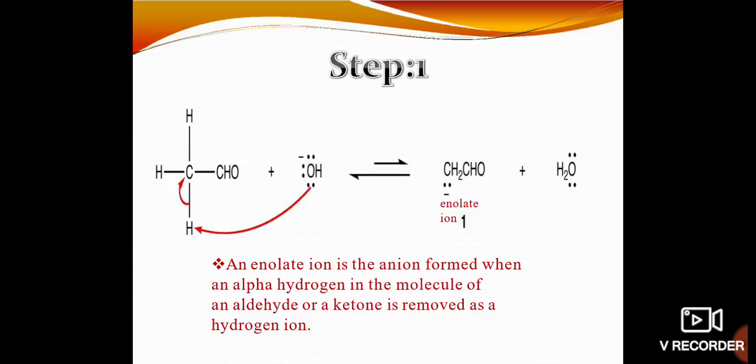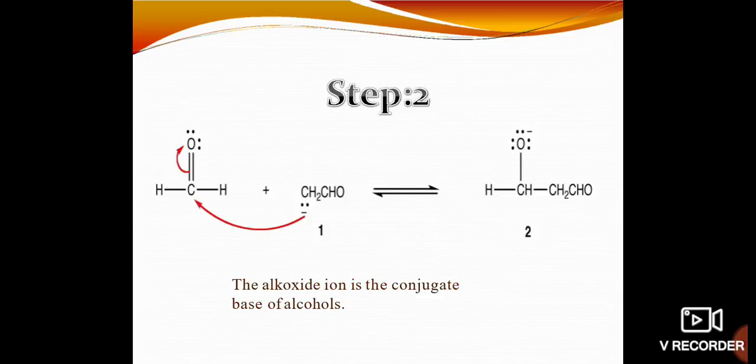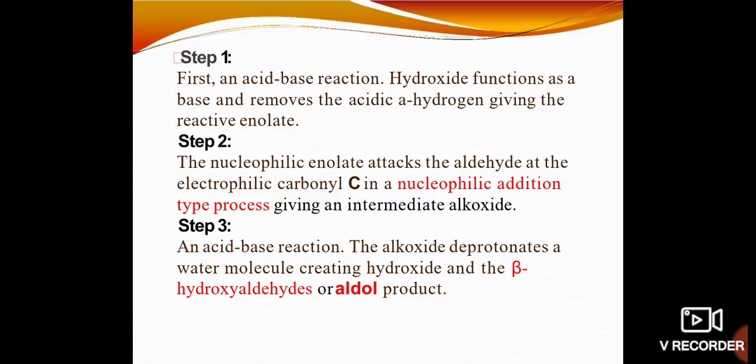An enolate ion is the anion formed when an alpha hydrogen in the molecule of an aldehyde or ketone is removed as a hydrogen ion. That enolate ion is formed by the removal of an acidic proton with OH minus. Step 2. Step 2 is the nucleophilic enolate attacking the aldehyde at the electrophilic carbonyl carbon in a nucleophilic addition type process, giving an intermediate alkoxide ion.